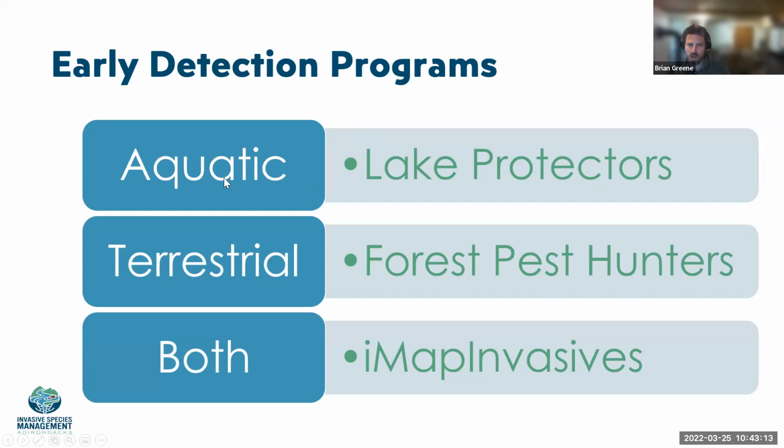We have an aquatic program. It's called Lake Protectors, looking for invasive species. We have a terrestrial program called Forest Pest Hunters, looking for hemlock woolly adelgid. And then we use and work with IMAP Invasives, which does both aquatic and terrestrial environments.